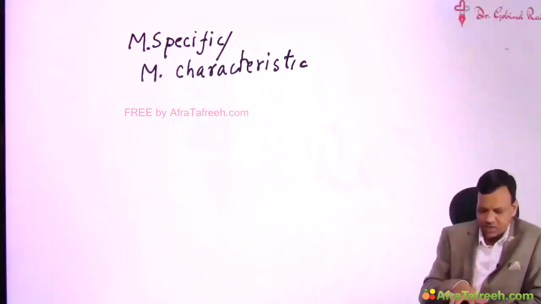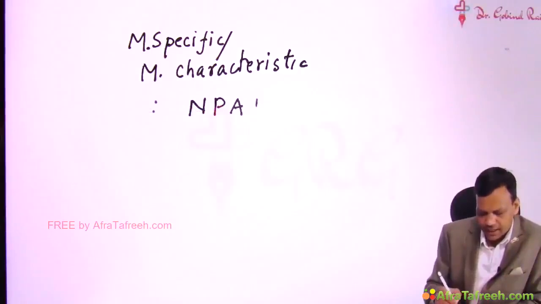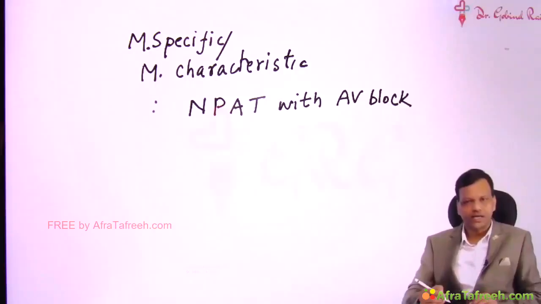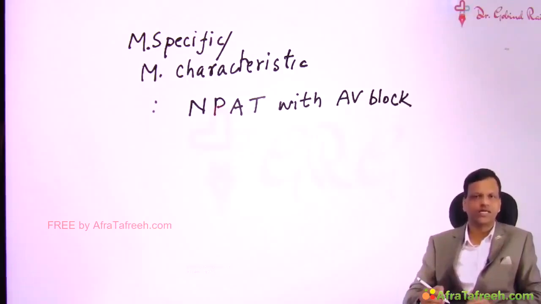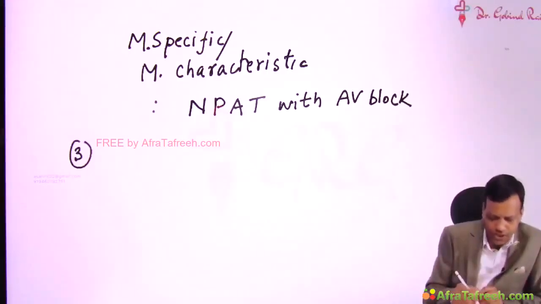And the most specific arrhythmia caused by digitalis is non-paroxysmal atrial tachycardia with atrioventricular block. Non-paroxysmal atrial tachycardia with atrioventricular block is the most characteristic arrhythmia caused by digitalis. Remember, the most common arrhythmia is ventricular bigeminy, but the most specific arrhythmia is non-paroxysmal atrial tachycardia with AV block. Then the third important question asked is, which arrhythmias are not seen in digitalis toxicity?